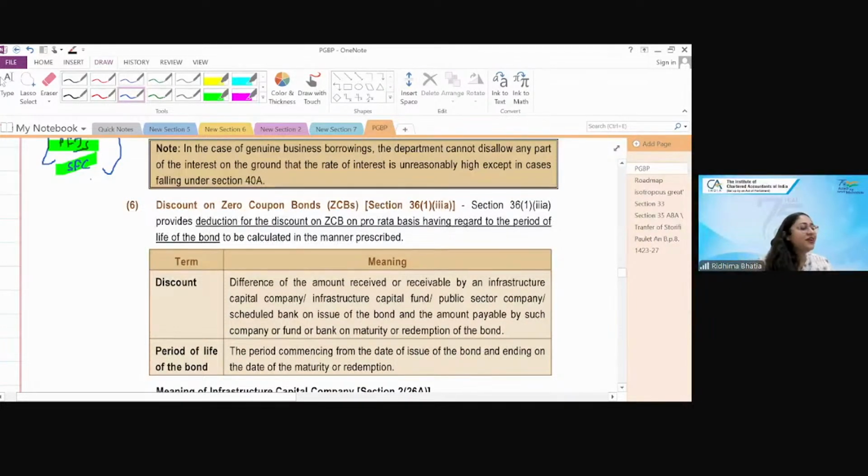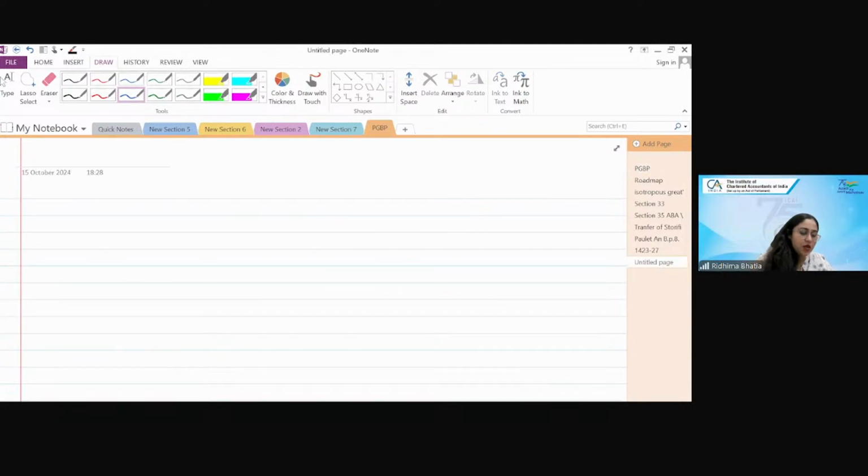Now we'll be starting the new part, which is discount on zero coupon bonds. Now this comes very rarely, but let's understand this particular part also. A question can really come. अब ये zero coupon bonds पे if a question comes, then first of all, this zero coupon bond is allowed only to certain types of company. Infrastructure capital companies होते हैं, they issue these bonds. Now these are a way of short-term borrowings.